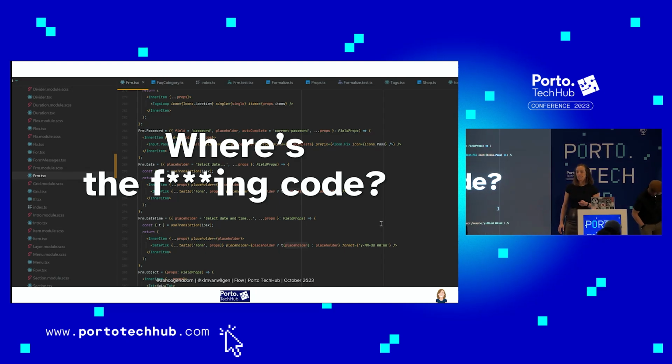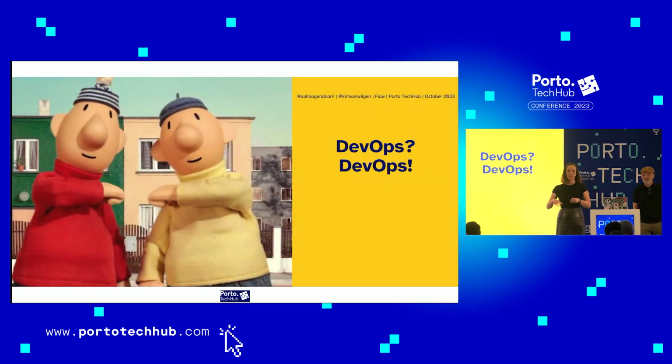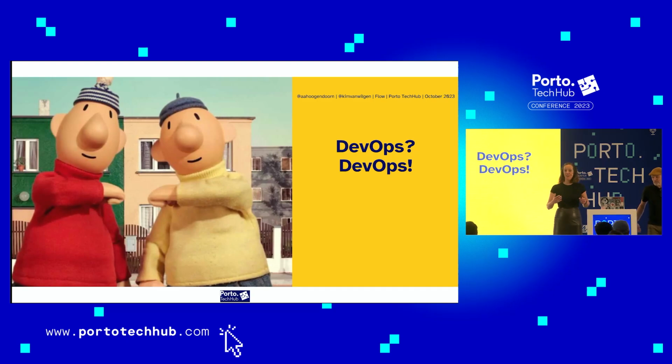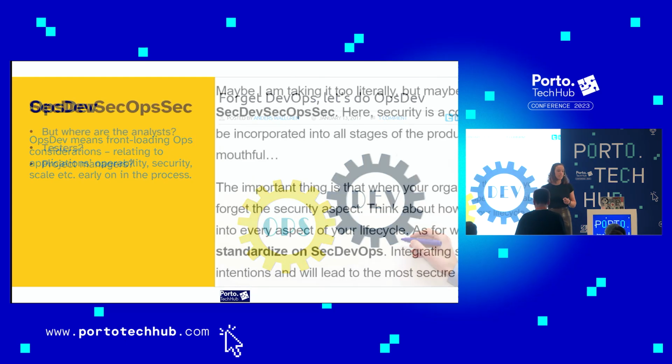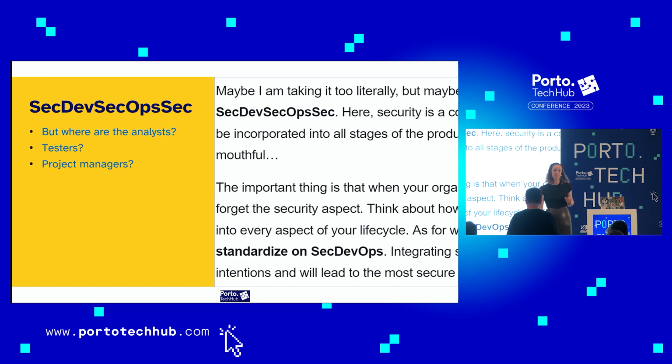Of course, what we also need is DevOps. Because if you look at DevOps, why was it founded? It was to increase the collaboration between dev and ops. And did it work? No. Because now we have discussions on the internet saying, maybe we should call it OpsDev because ops is actually more important. One guy also takes it a step further. He's proposing SecDevSecOpsSec.